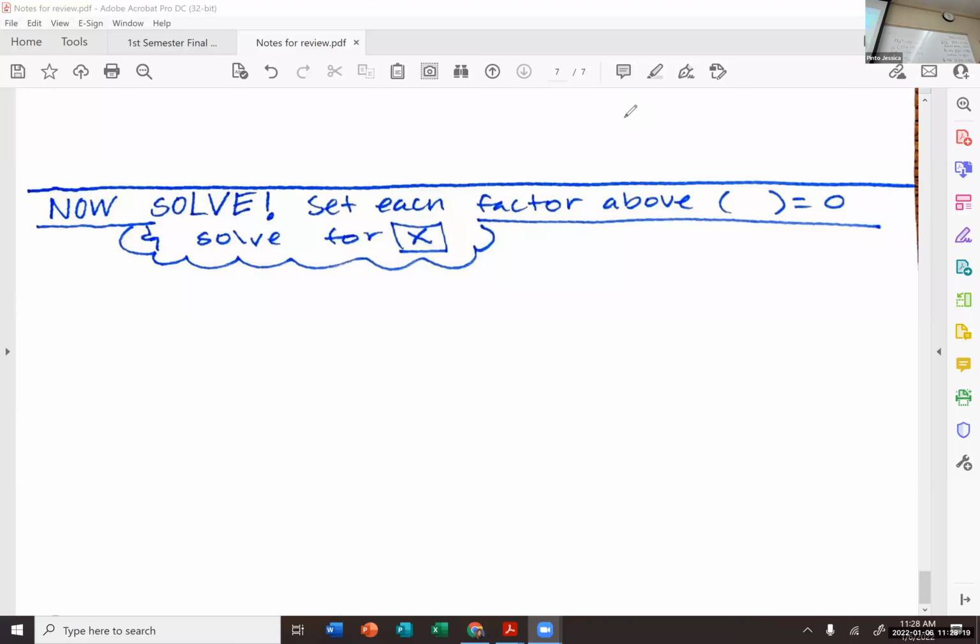The next one, 4x plus 5 and then x minus 5. The answers would be -5/4 and +5. Then we have 3x minus 2, 2x plus 3. The answers would be 2/3 and then -3/2. This last one, 5x minus 3 and then x minus 3, so we'll get two positive answers there. X is equal to 3/5 and then also 3.